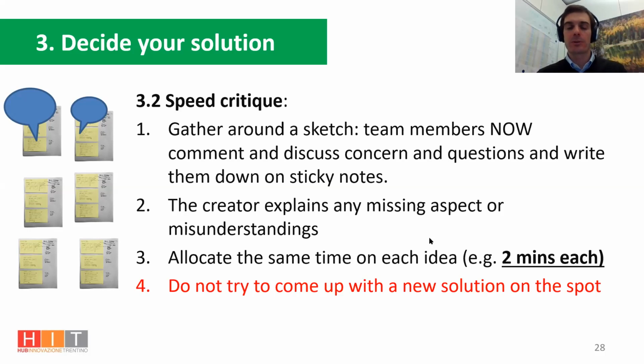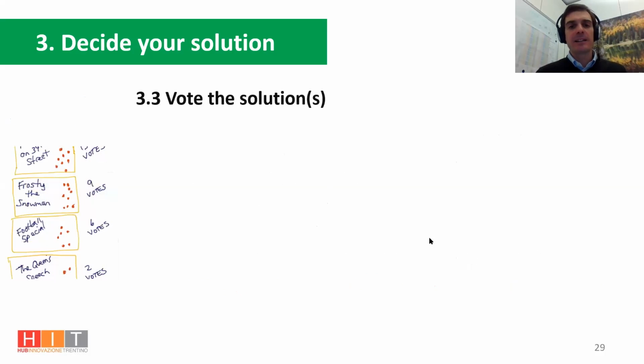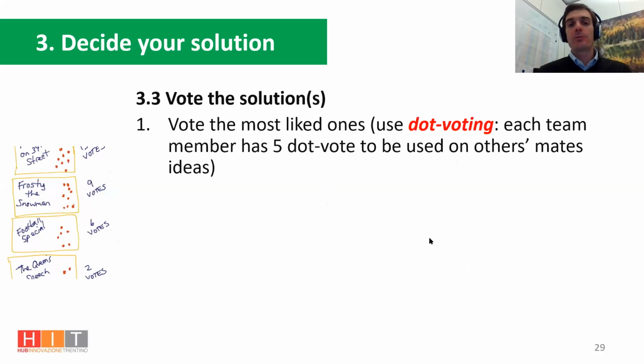So no new solutions. The next sub-phase, which is the third out of 4, is that you have to vote on the solutions. How do you do this? You do it autonomously again. Each person in the team will use dot voting. You will use dots, and each team member will have 5 dots to use.